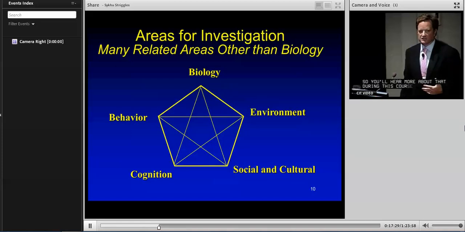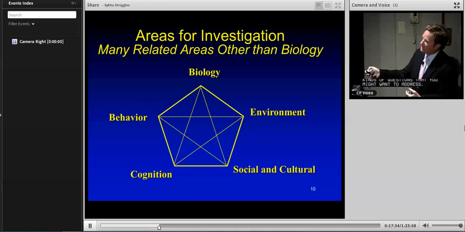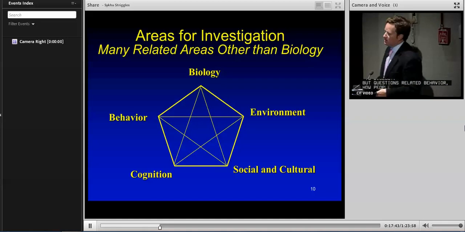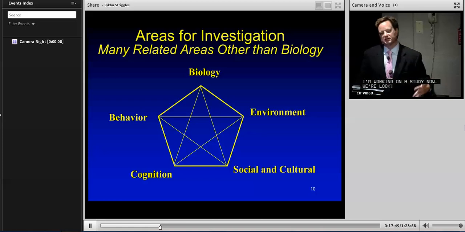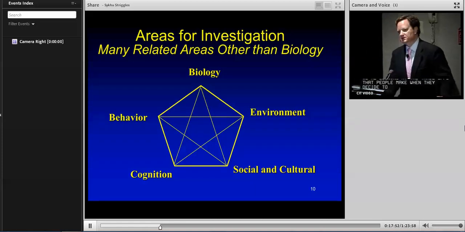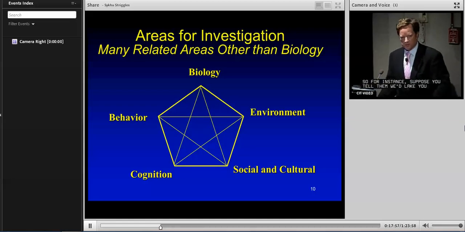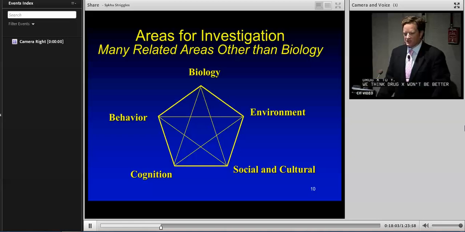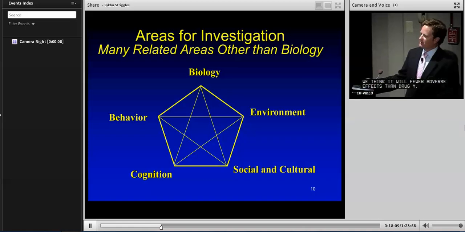So here's a way of actually thinking about the different kinds of questions that you might want to address. As we said, a lot of questions relate to biology, but you can ask questions related to people's behavior, related to how people think. So for instance, I'm working on a study now where we're actually looking at the trade-offs that people make when they decide to participate in a research study. Suppose you tell them that we'd like you to enroll in a study that compares drug X to drug Y. And we think drug X isn't going to be better in effectiveness than drug Y, but we think it's going to have fewer adverse effects than drug Y. What people would think about would be things like, okay, how much am I going to trade off for that?